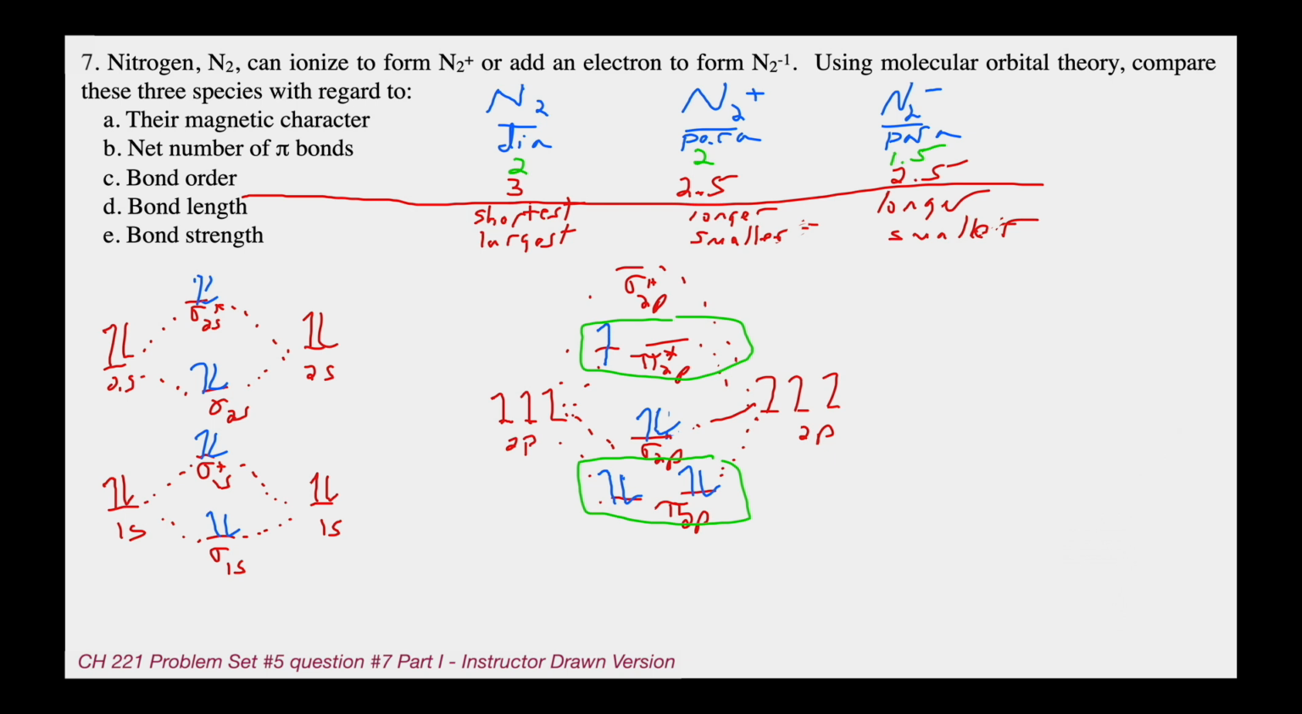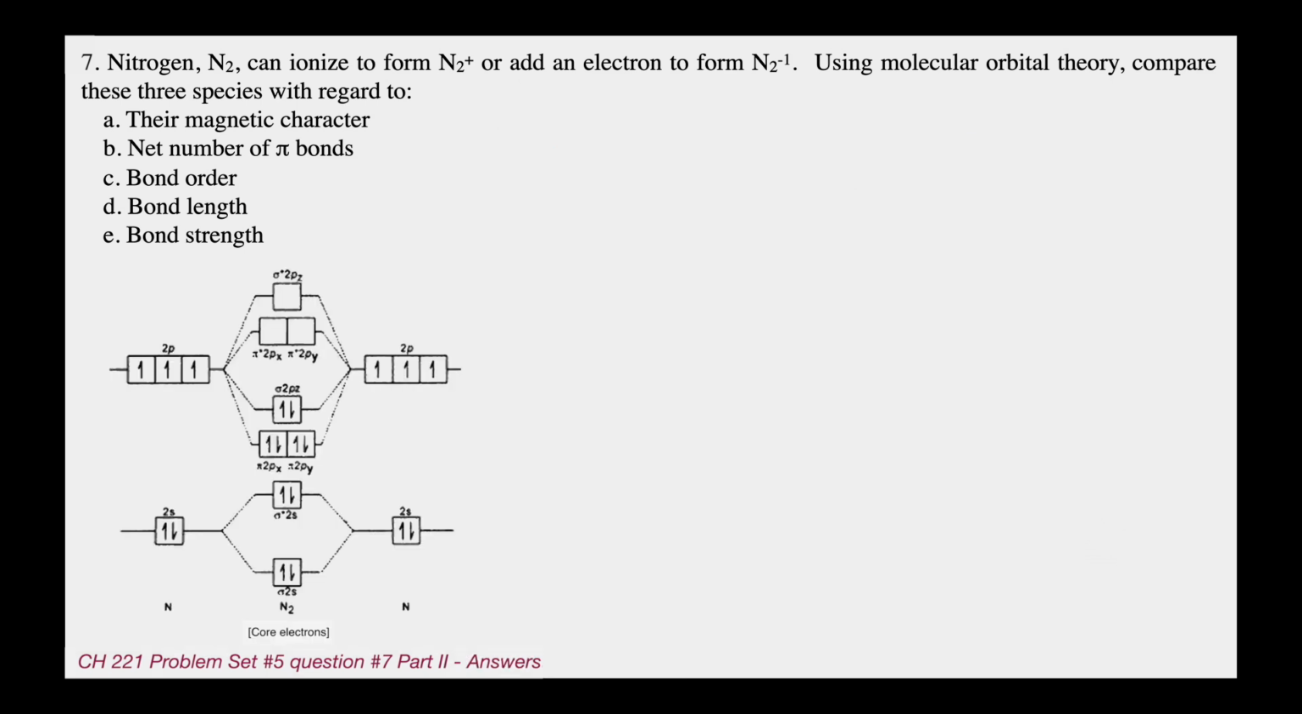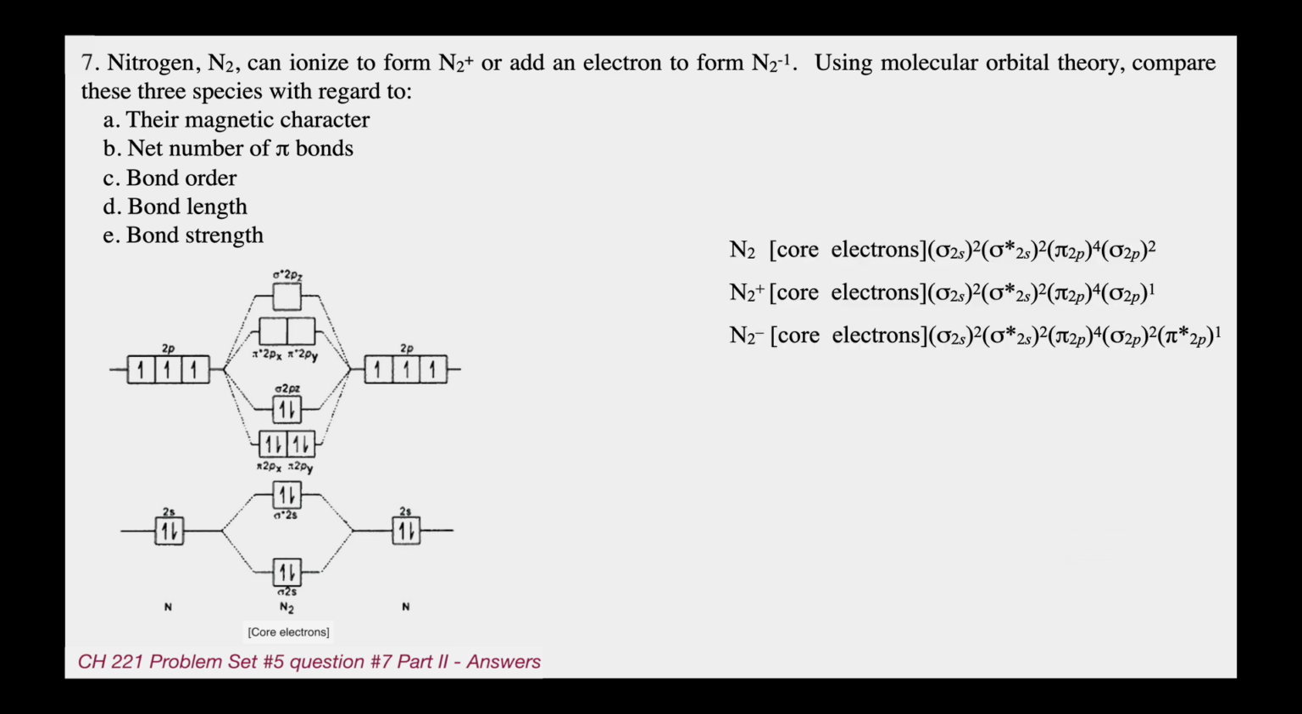So this is your instructor's very cheesy way of drawing this out, and I hope it's helped. I want to show you now a computer-generated version, which hopefully has some use to it too. This is neutral N2. You can see how the pi's are lower than the sigma. Then we go pi star, sigma star, stuff like that. N2, this is the shorthand notation for that.